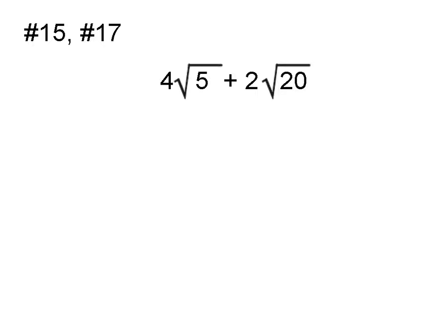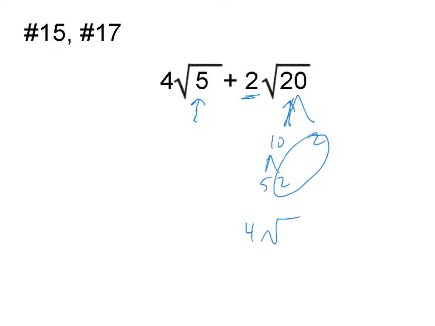Here's one that's like 15 and 17. Remember, when you're adding square roots, as long as the square root is the same, you can add them up. But these ones are not, so let's break them down a little bit. Notice this first one we can't break down, but this one we can. It can become 5, 2, and 2, right? So if we pull out this pair of 2's and multiply it times this, we end up with 4 times the square root of 5.